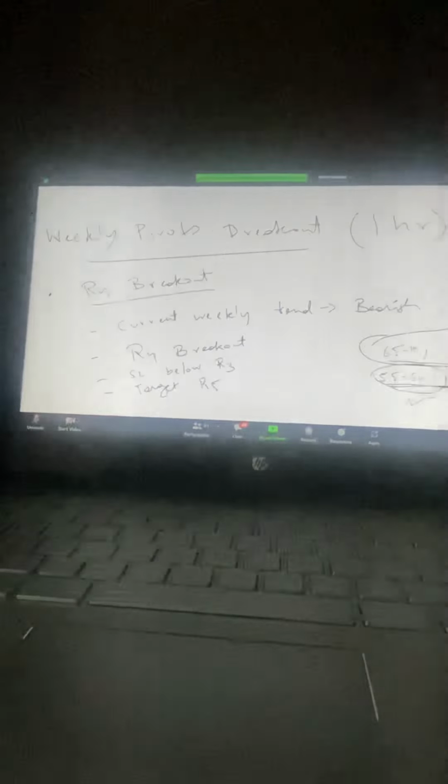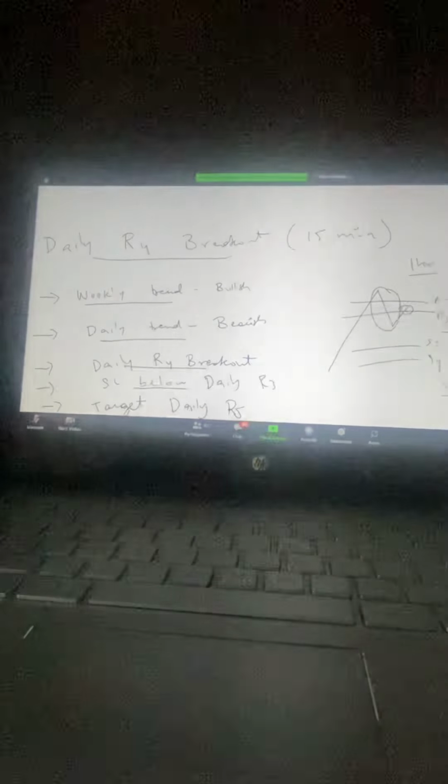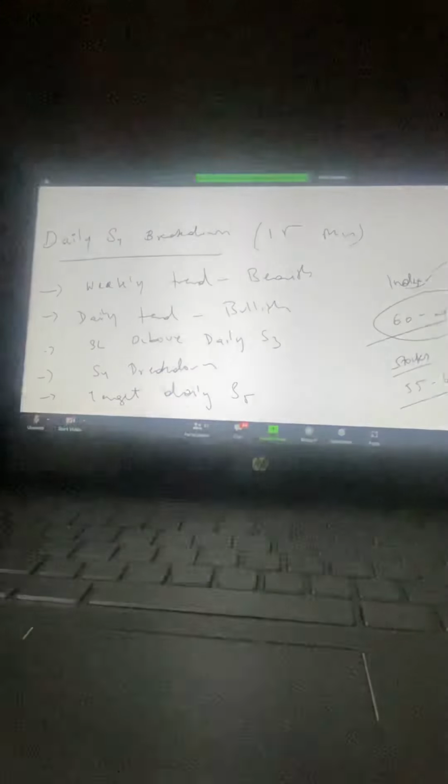Okay. So these are your breakout strategies. Two breakout strategies, very simple. One is weekly, one is daily. Daily is for intraday and weekly is for swing. So weekly is mostly going to last a day or two, or it can even last for 3-4 days or a week as well.